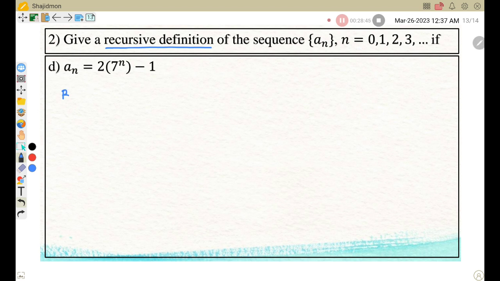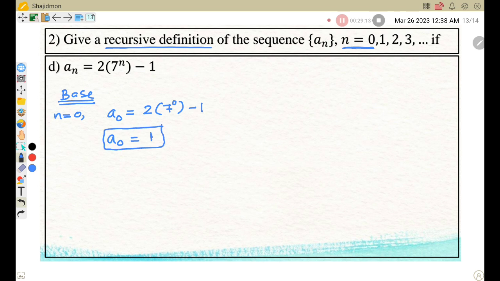First we are doing the base case. Put n equal to 0 here. Here the first number is n equal to 0. So apply here. What are we getting? a_0 equals 2 times 7 power n, which is 0, minus 1. Correct? So what will a_0 be? 2 multiply 7 power 0, which means 1. So 2 minus 1, you will get 1. a_0 equal to 1 here.